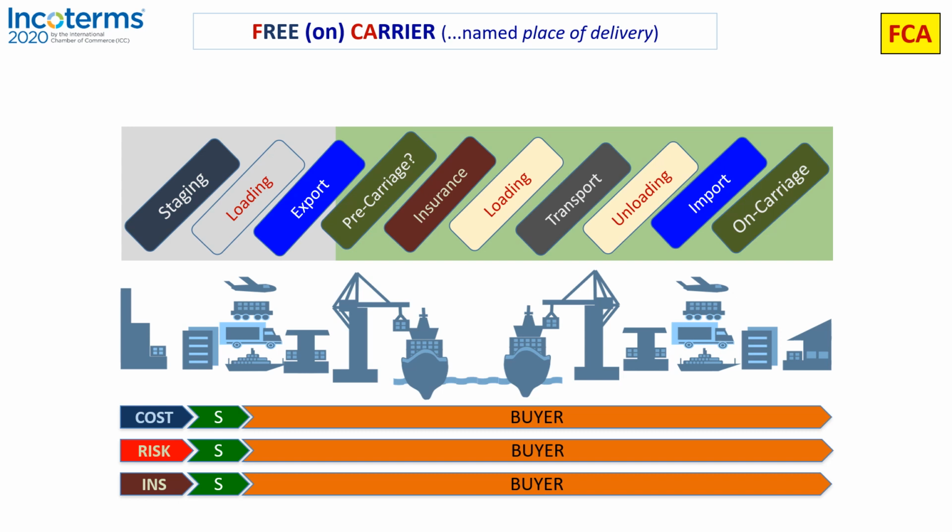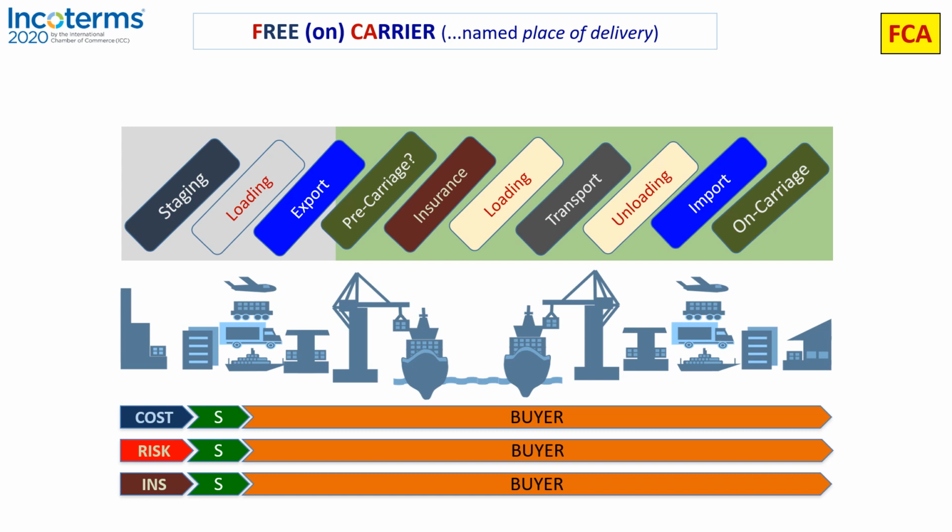One is FCA seller's warehouse, in which case the pre-carriage is done by the buyer, which means that the buyer is arranging the vehicle to go to the seller's warehouse to load the cargo. But FCA can also be at a different place.